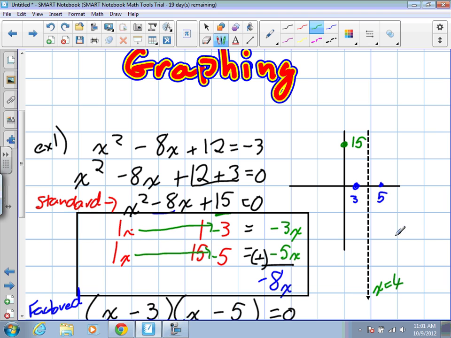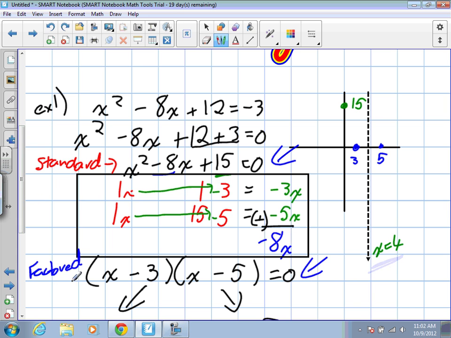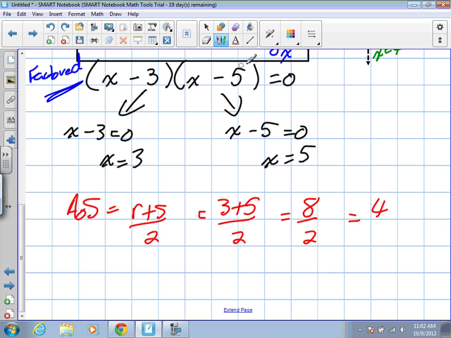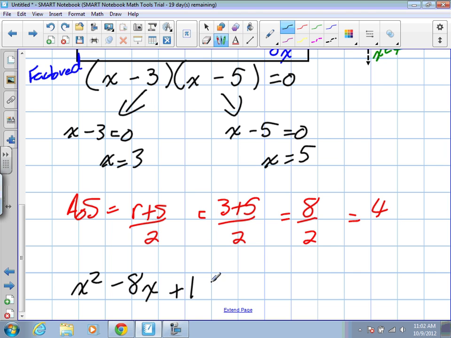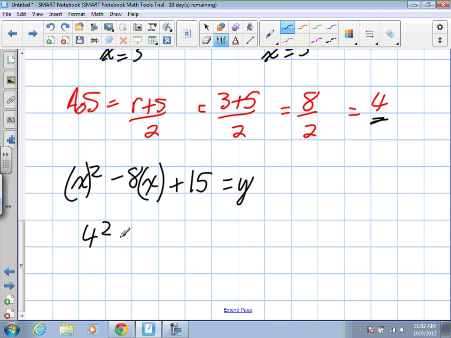The last thing I want to find out about this parabola is the vertex. I could take this number 4, and plug it in for the x values in standard form or in factored form. Both ways will work. I think the last time I did this, I did it in factored form for you guys. So we'll plug it into the standard form this time. The standard form is x squared minus 8x plus 15 equals 0. Sorry. We need to equal y because we're figuring out what y is. Okay? We're going to take this 4 and plug it in for both of the x values. So we're going to be left with 4 squared minus 8 times 4 plus 15 is equal to y.